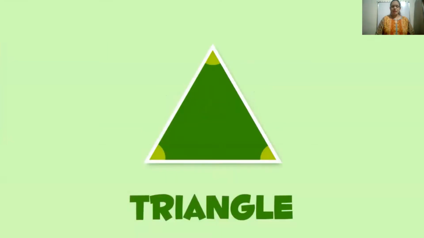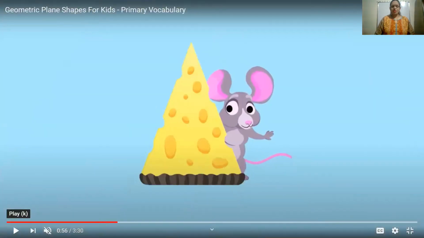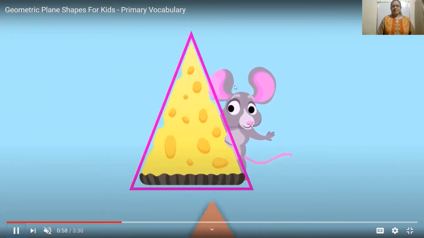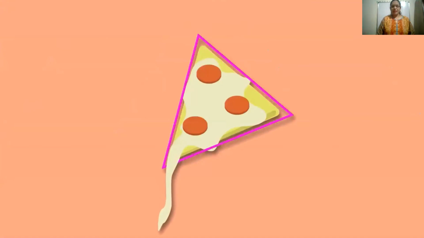Next comes triangle. Triangle has three sides and it has three angles. So three sides and three angles. Such type of figures are called triangles, right? See the piece of a cake, piece of a pizza, when we cut them, it is cut into a triangle.